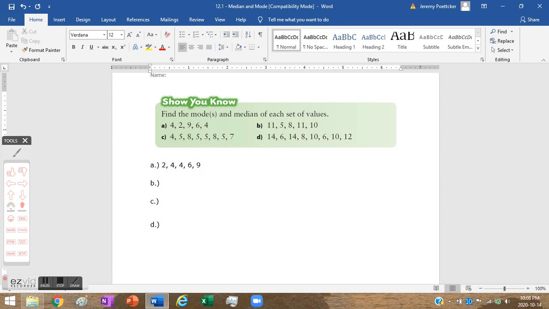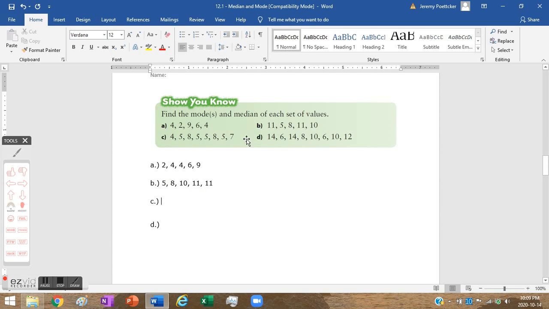When I get to B, in order, we've got 5, 8, 10, 11, and 11. All right. My mode is 11. My median is 10. All right. Moving on.